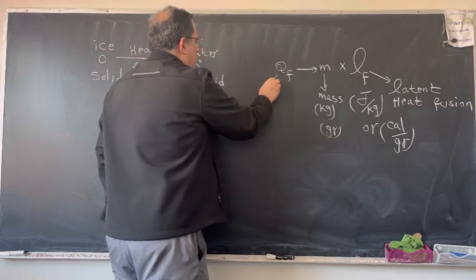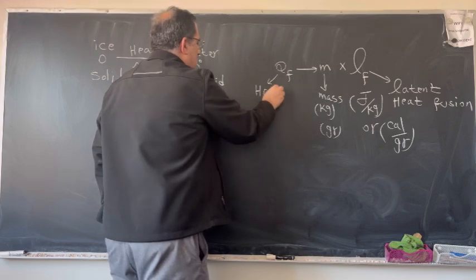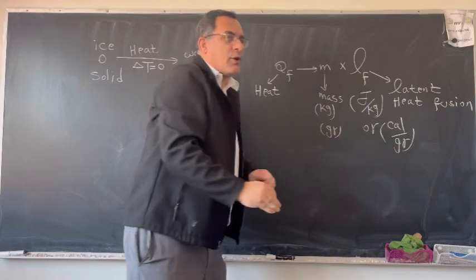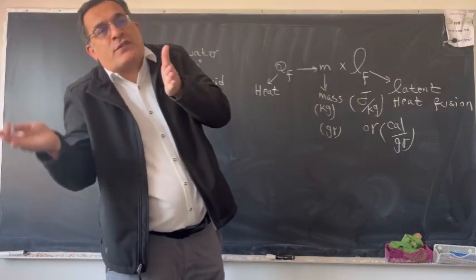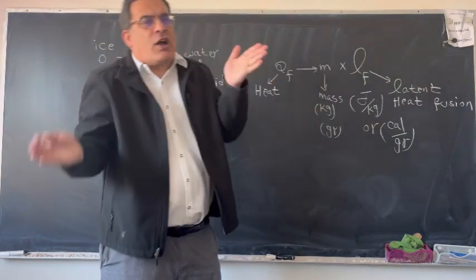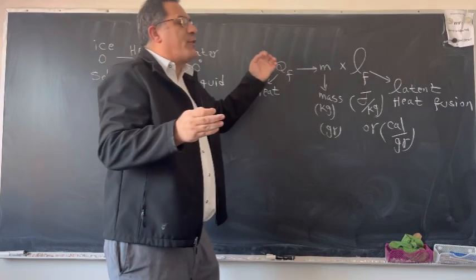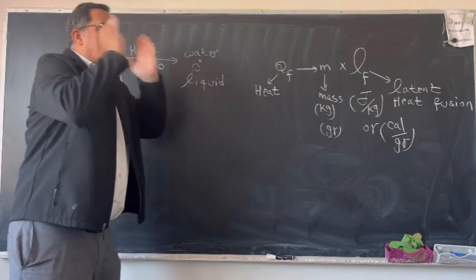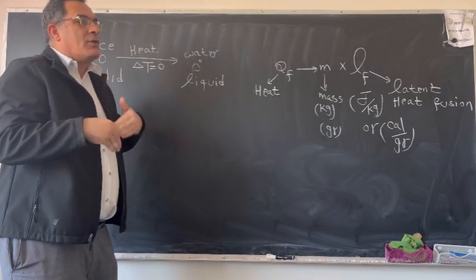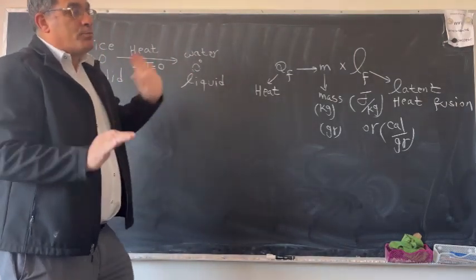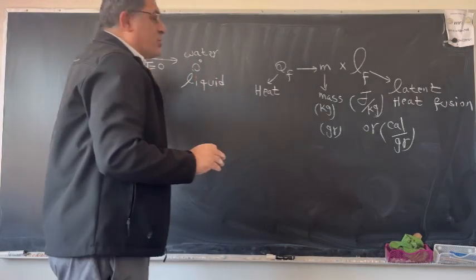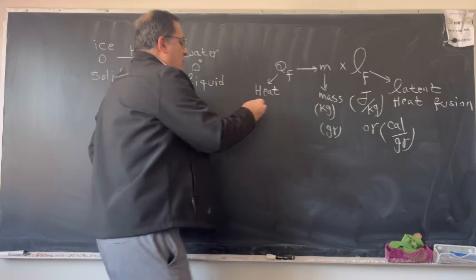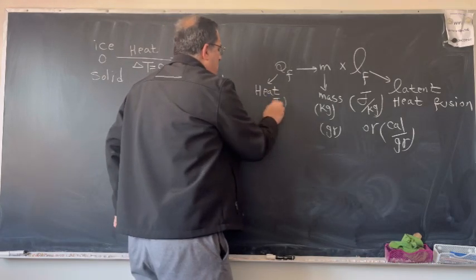QF is the formula for heat. You give this amount of heat to convert solid to liquid. QF equals M LF. So this is a specific amount of heat. The temperature doesn't change, only the state changes from solid to liquid. The unit of heat is always joules or calories.